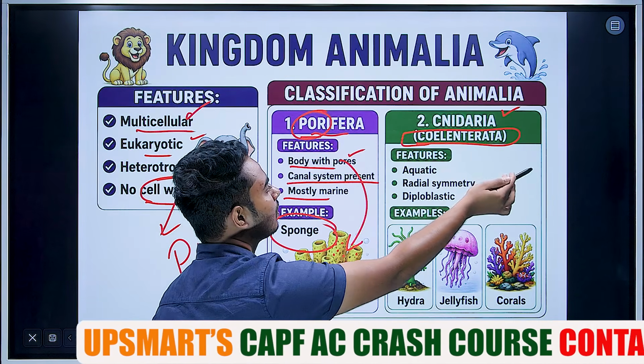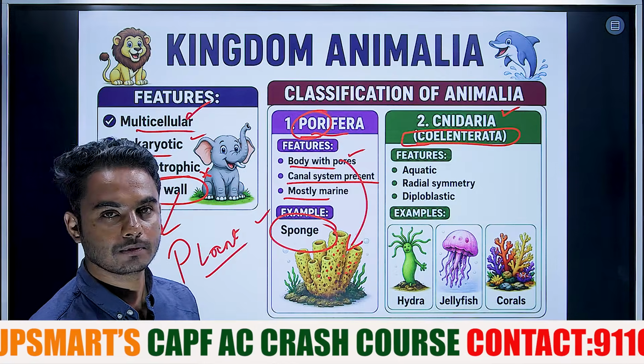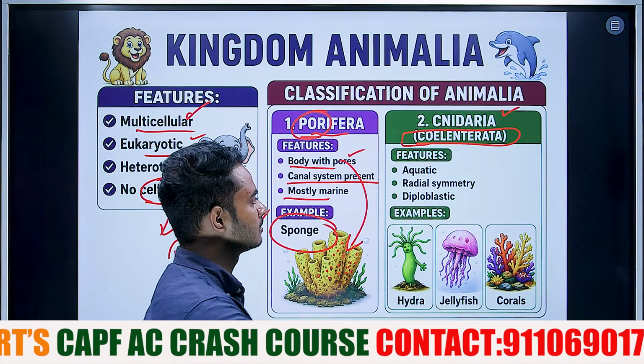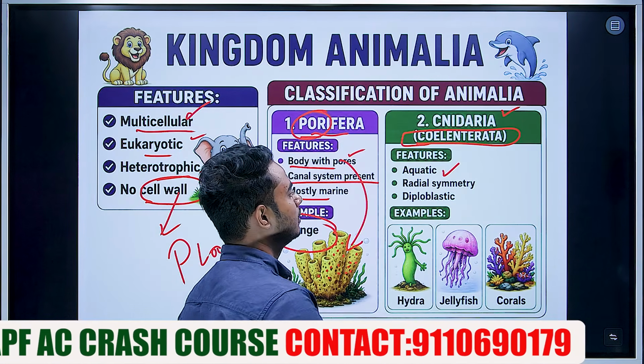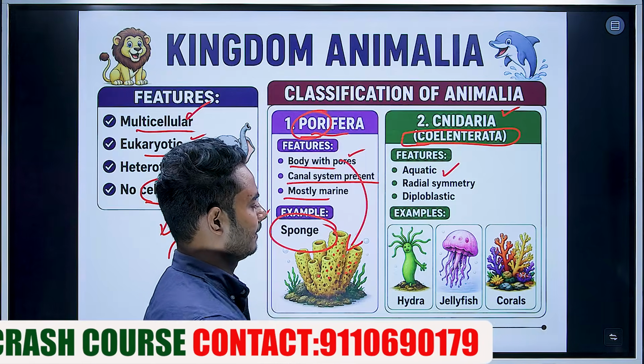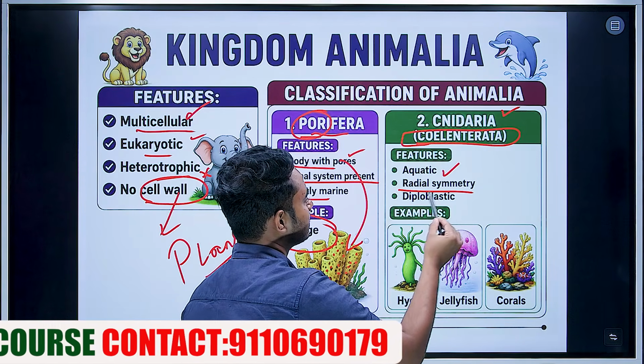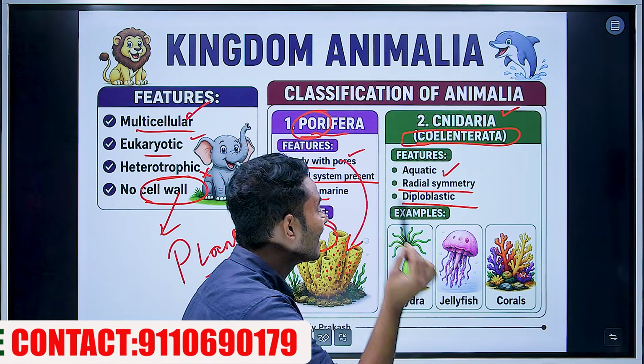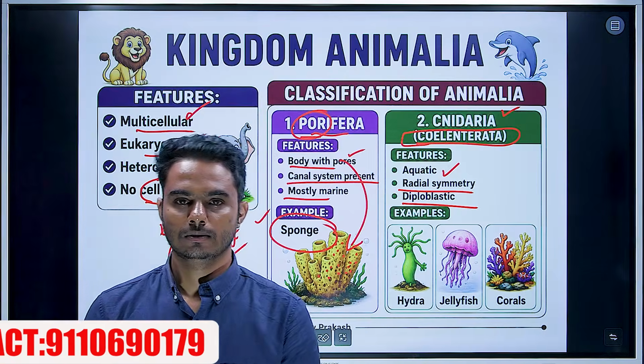Next, Cnidaria or phylum Coelenterata. Both are the same, other names. These are also aquatic. It has radial symmetry. Now, what is radial symmetry, sir? What is diploblastic, sir? Very good doubts.